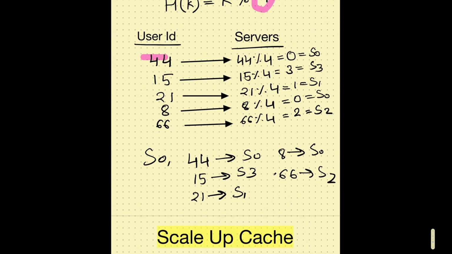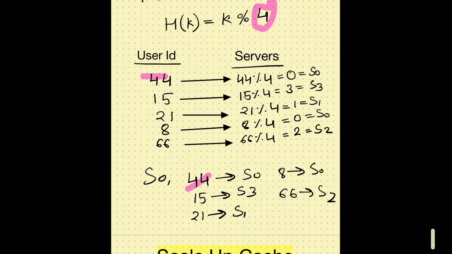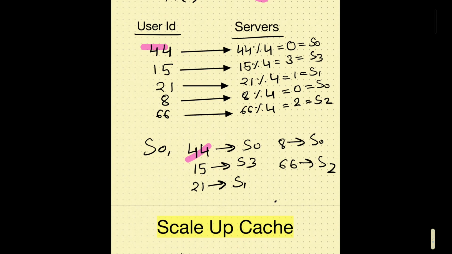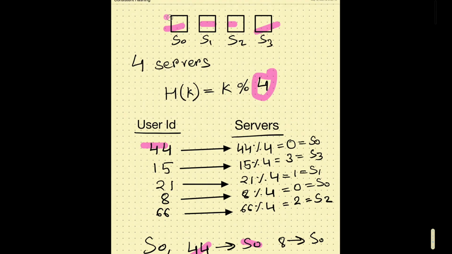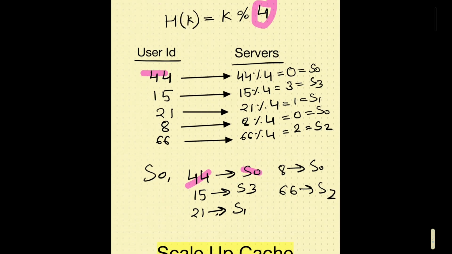So let's look at this one last time. If a request comes in for user ID 44, we pass 44 to the function. We do 44 mod 4, which returns a 0. So the data should be in server 0, so in this machine over here. Similarly, for 15, 21, 8, and 66, the function should tell us where to look to retrieve the cached data.